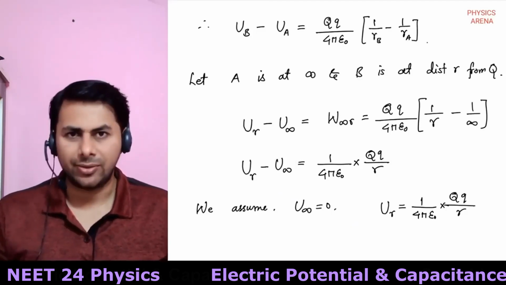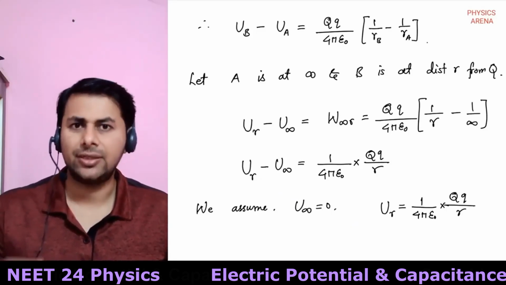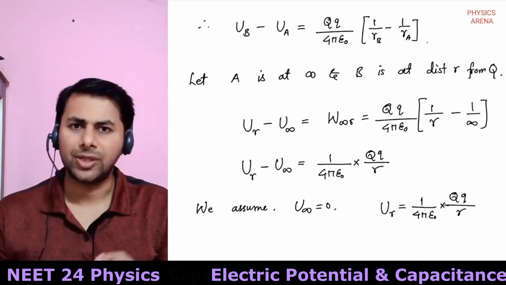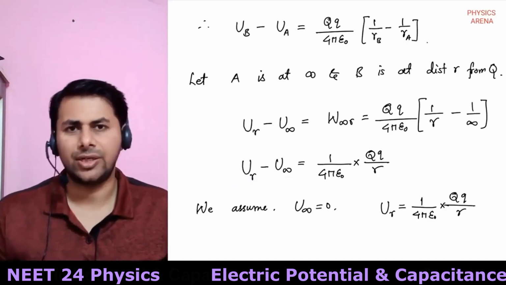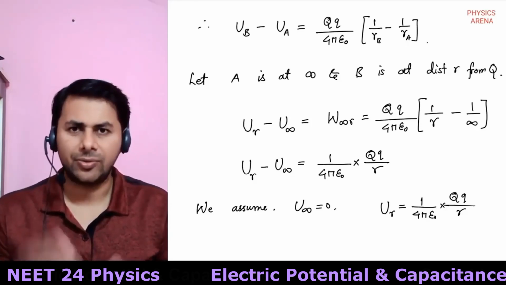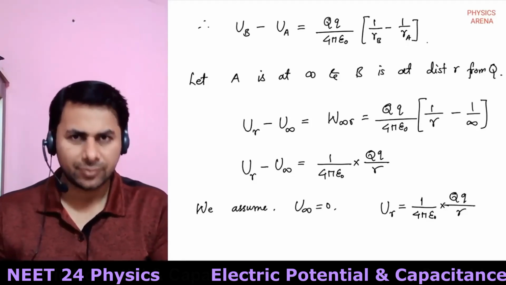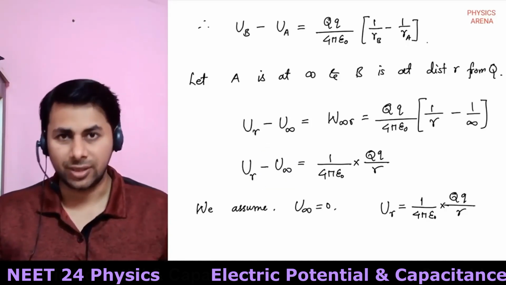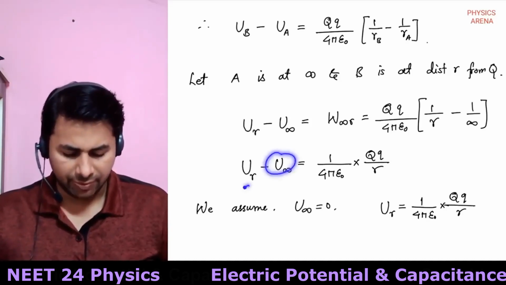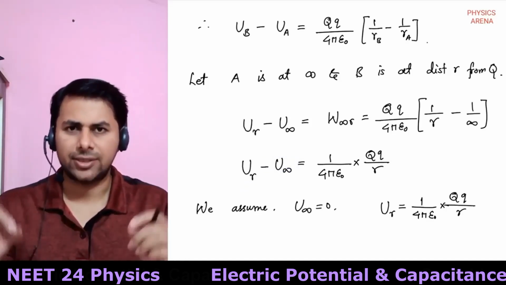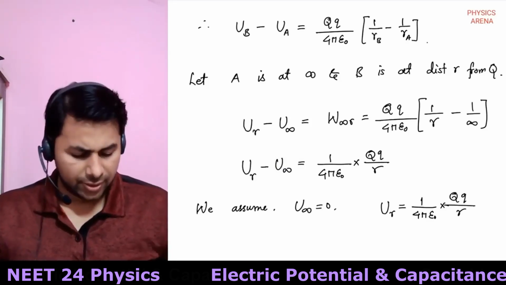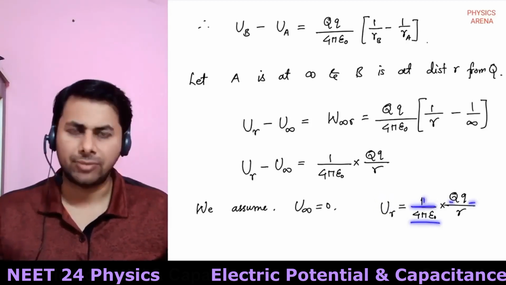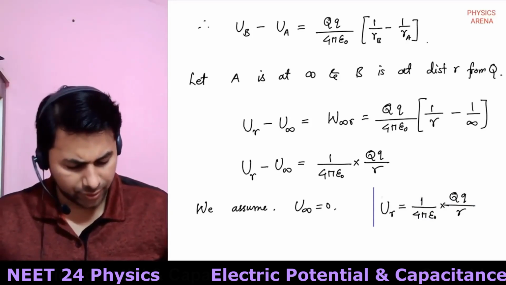So we have seen, what can we find out? We can only find out the potential energy difference, the final potential energy minus the initial potential energy. We can't find out potential energy at a particular point. So if we define the potential energy at infinity equal to 0, then we get this simple formula for potential energy when the two charges are separated by distance r. That formula is U at r equals 1 upon 4 pi epsilon naught multiplied by Qq upon r. So is this thing clear?